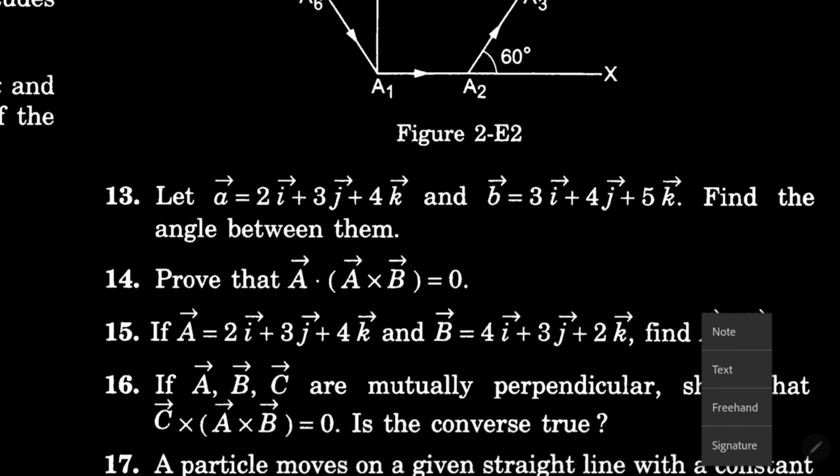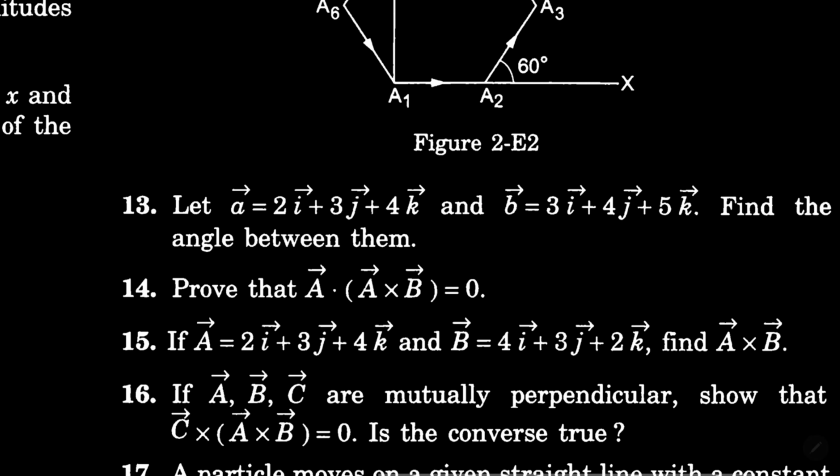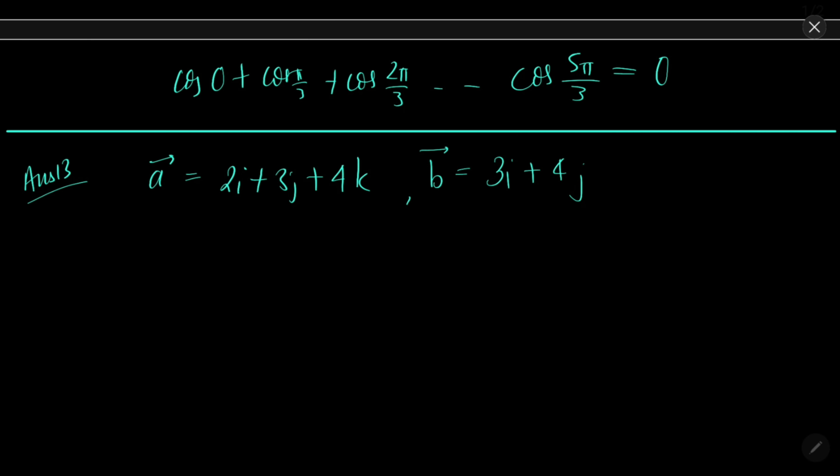In question 13, we have a and b vectors. We need to find the angle between them. So in the 13th one, vector a is 2i plus 3j plus 4k and vector b is 3i plus 4j plus 5k. We need to find the angle.